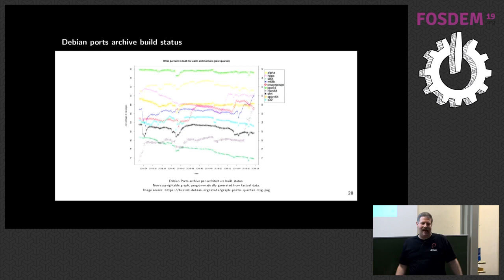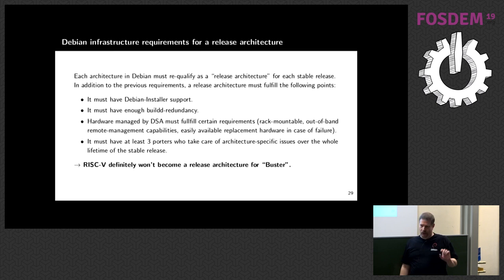To become a release architecture, an officially supported, stable release architecture, we need to have Debian installer support. That's work in progress, but not yet finished. We need to have enough builders with redundancy. Builders are the package builders Debian uses to automatically compile packages for all architectures. And we need to have everything in infrastructure managed by the Debian system administrators, which have requirements. So they want rack-mountable server-grade hardware, remote management capabilities, which is somewhat difficult with small chip prototype development boards. So that's also something we hope to get within the next years, but we haven't yet. And of course, there need to be people to take care of the architecture. OK, we have those.